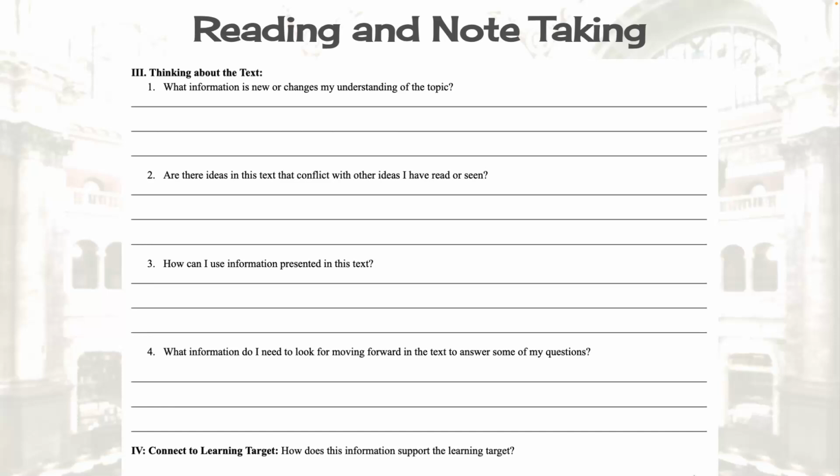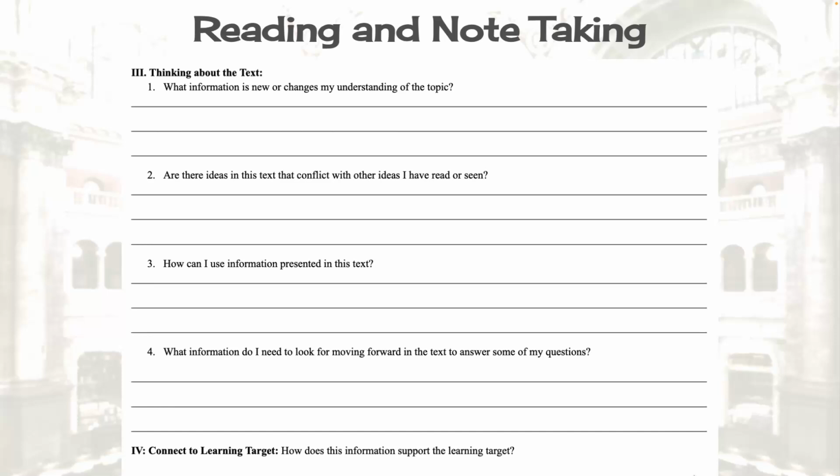The last thing I'm going to have you do for note-taking while you're reading is to go back and think about the text when you're done and answer these questions. Number one, what information is new or changes my understanding of the topic? If it's not new information, but it gives you another way to think about it, that's where you need to write that down. Okay? If it's new information, you've never heard of it before, again, you need to write that down. Number two, are there ideas in this text that conflict with other ideas I have read or seen? Is there anything that you're like, wait a minute, I thought this was something else, right? Or I heard this when I was in middle school.